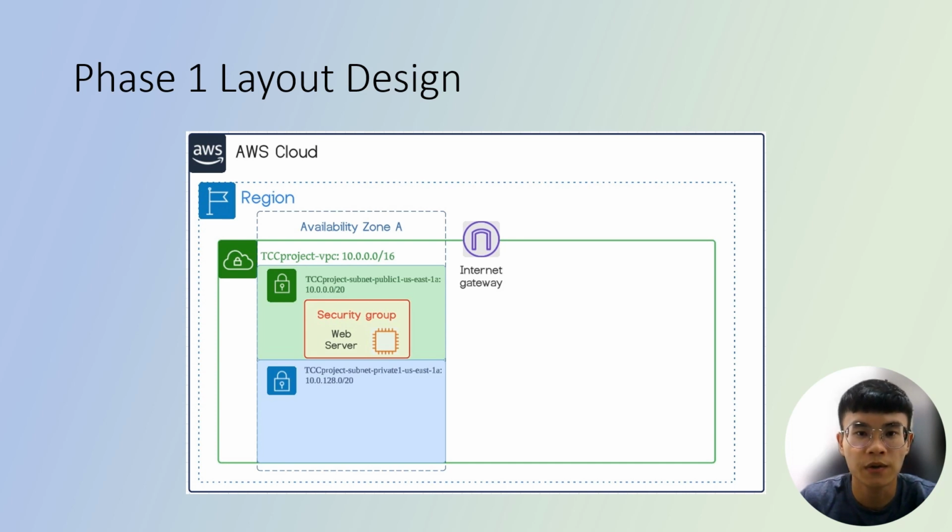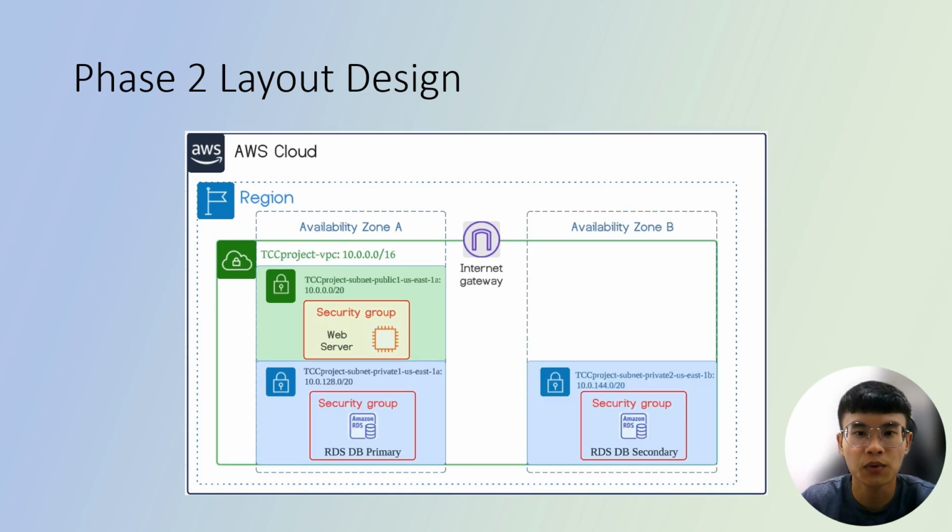In phase 1, we have created a VPC called TCC project-VPC. There are 2 subnets within the VPC, one public subnet named TCC project subnet public 1 US East 1A, and one private subnet named TCC project subnet private 1 US East 1A, as one availability zone. And we also launched a web server on EC2 in the public subnet.